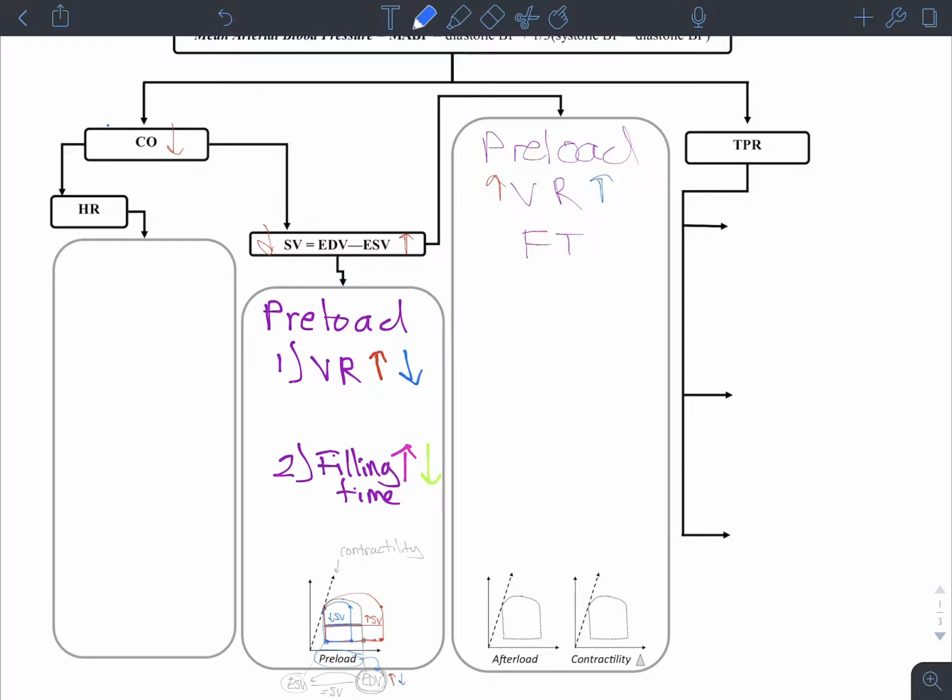So if we're increasing venous return, we're increasing end systolic volume. I drew the opposite arrow, excuse me. If we are decreasing venous return, we are decreasing end systolic volume. That will increase stroke volume, which will in turn increase cardiac output.